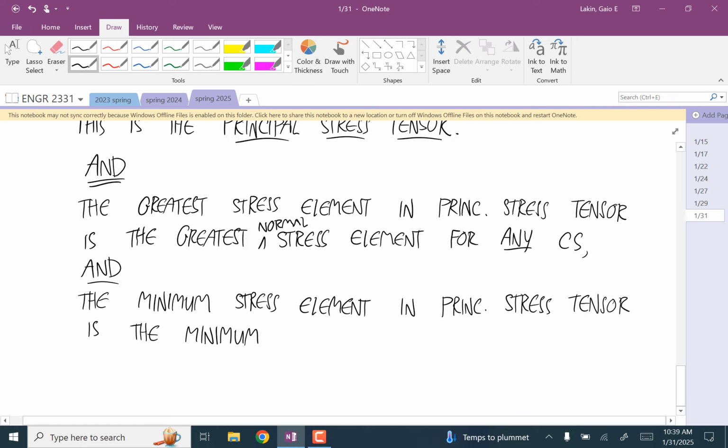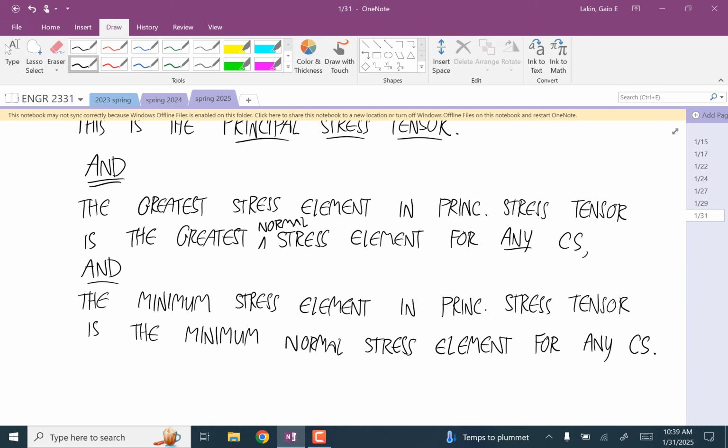The minimum, but I sort of want to separate the shear and normal values. The minimum stress element in the principal stress tensor is the minimum normal stress element for any coordinate system. So if there's any way to arrange your cube where there's gonna be a zero, that zero is gonna end up in your principal stress tensor.